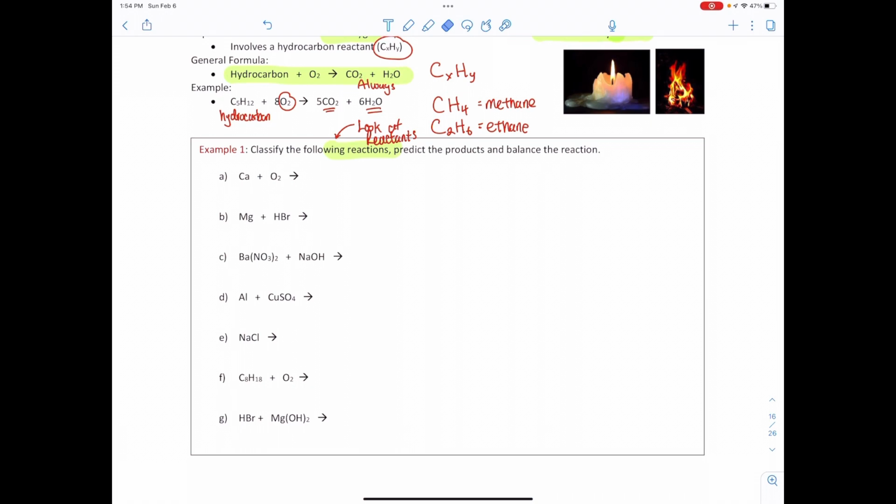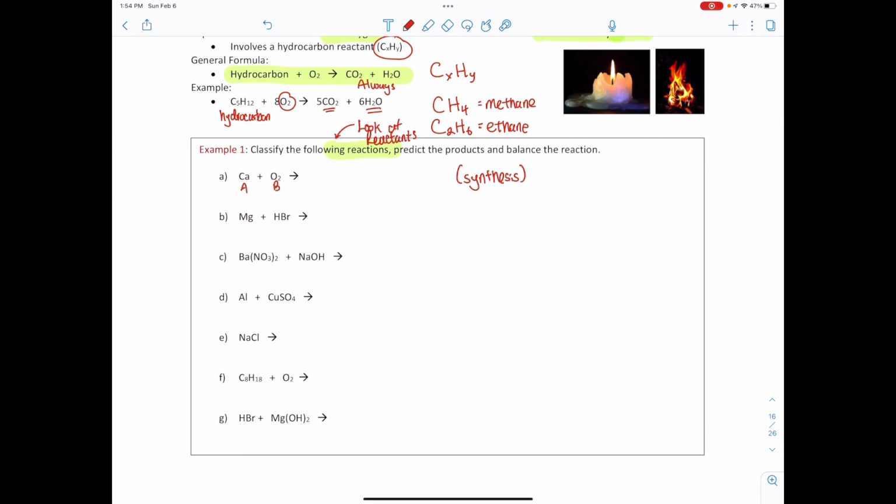In the first reaction here, we have calcium and oxygen gas. We only have two elements here: calcium metal and oxygen gas. The fact that this only has two elements means this reaction is a synthesis reaction. Remember that for a synthesis reaction, we have A plus B giving us the compound AB. This is A, the calcium, and this is B, the oxygen.